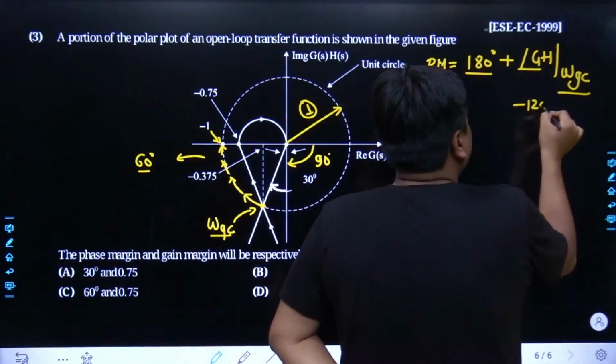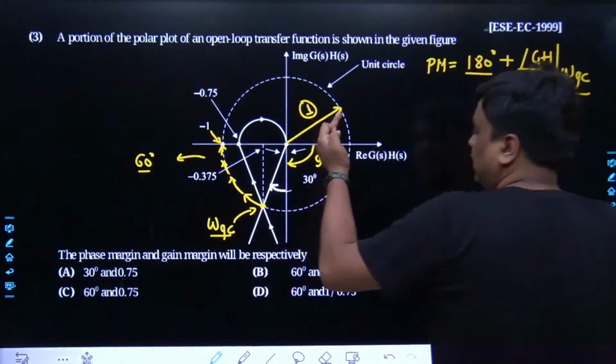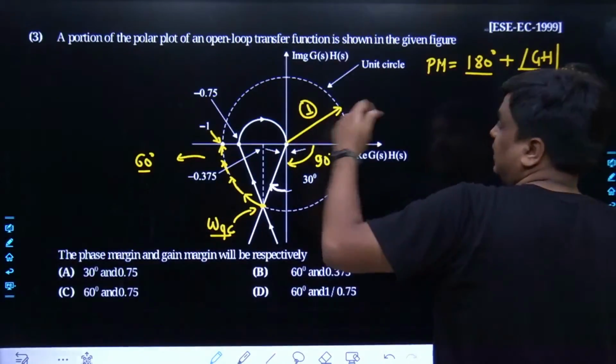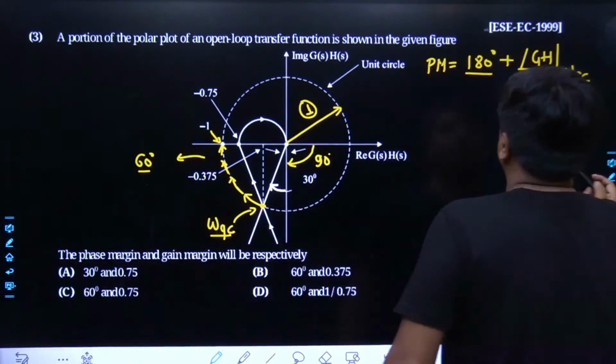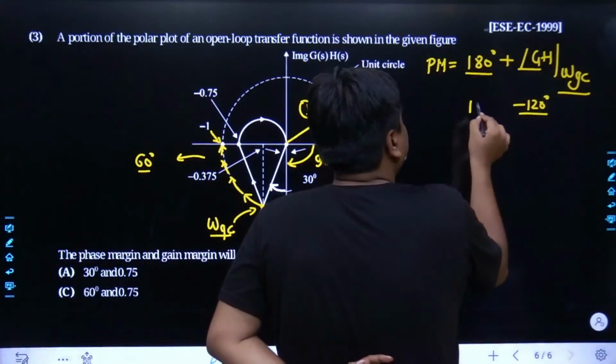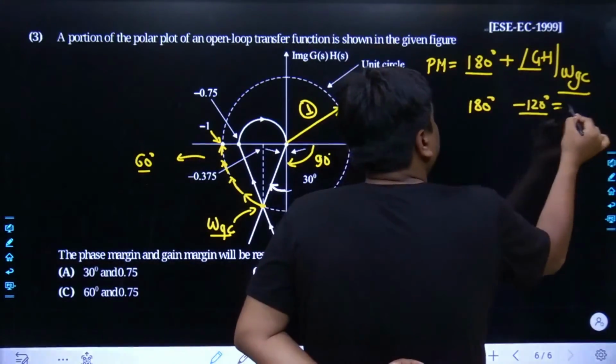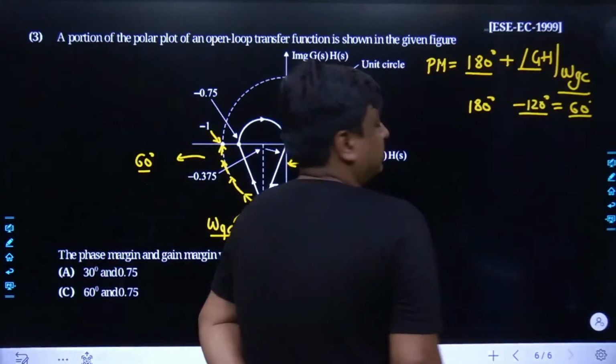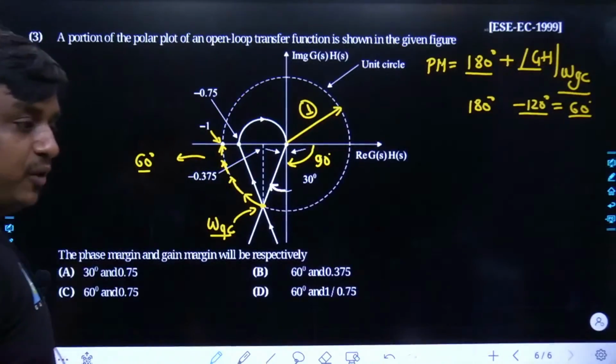Why have I taken the angle as minus? Because we had been counting the angle in the clockwise direction. Whenever the calculation is taken clockwise, we refer to that angle as minus. So here the answer which we have found is 60.